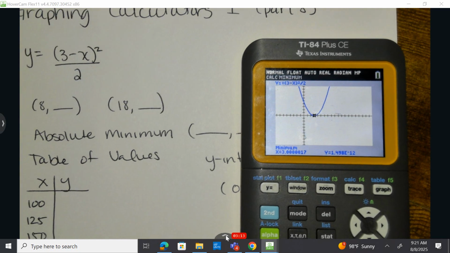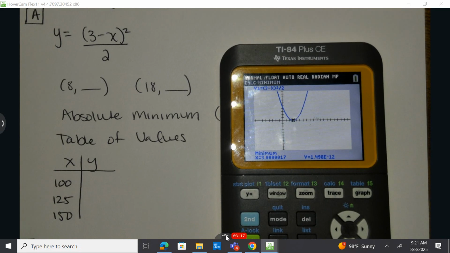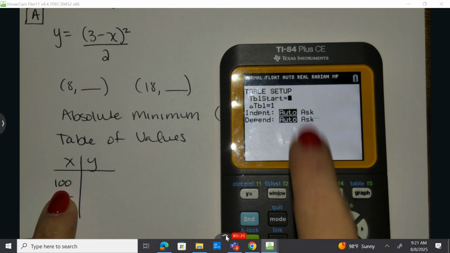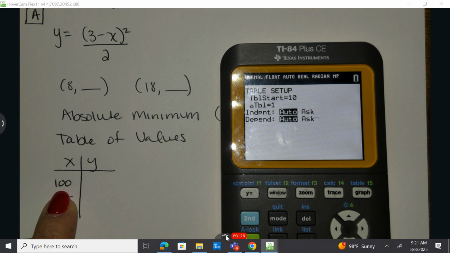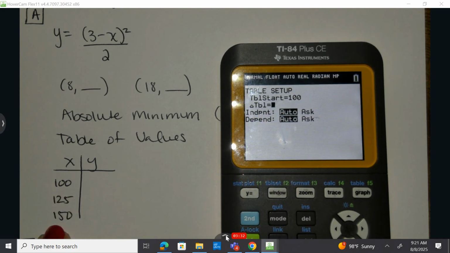The next thing we want to do for this example is the table of values. The table of values, how do we correctly plug this in? So we are going to start by going second table set. The very first number I'm going to type in is 100. And then this is going to be the change in the table. So when I look at the input values, notice they go up by 25 each time. So I'm going to increase by 25.